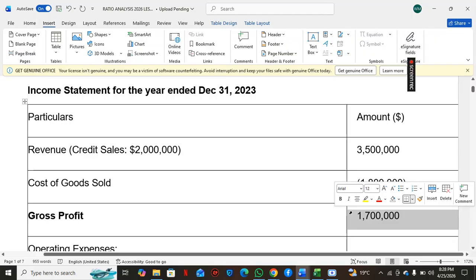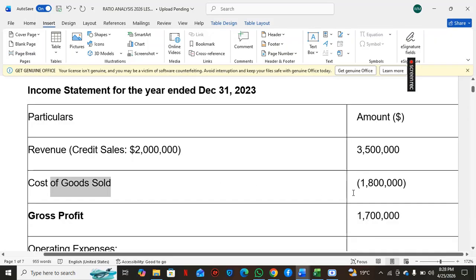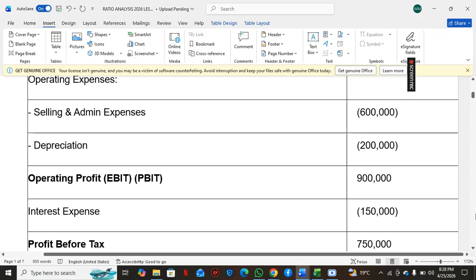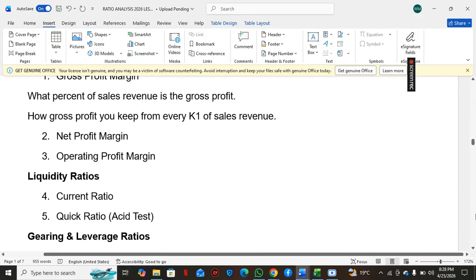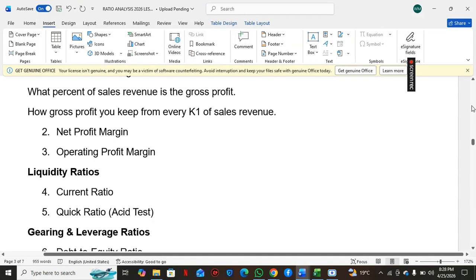So increasing sales revenue can be like increasing the selling price of the goods, or selling more of the goods. But as I said, the main aim is your gross profit should grow more than your sales revenue, and that margin is going to increase. So a company should focus on working on this cost of goods sold, controlling it, trying to minimize it. Because with the profitability ratios, the higher the better.